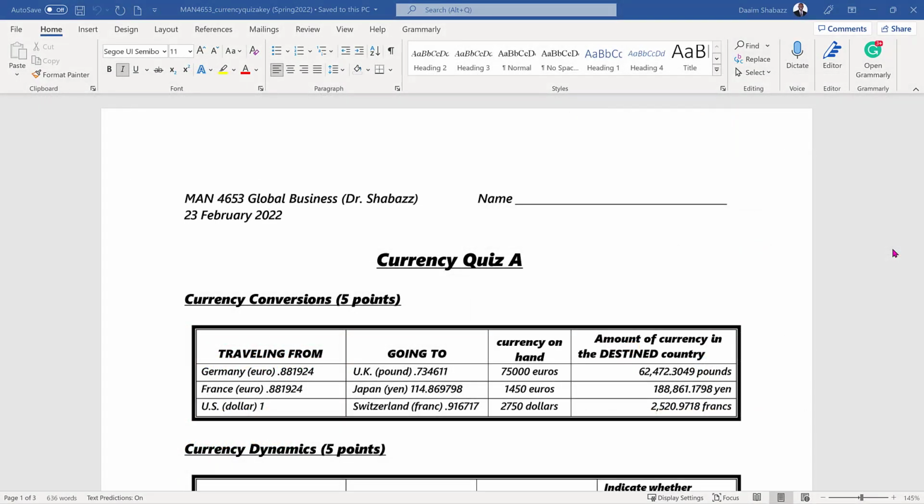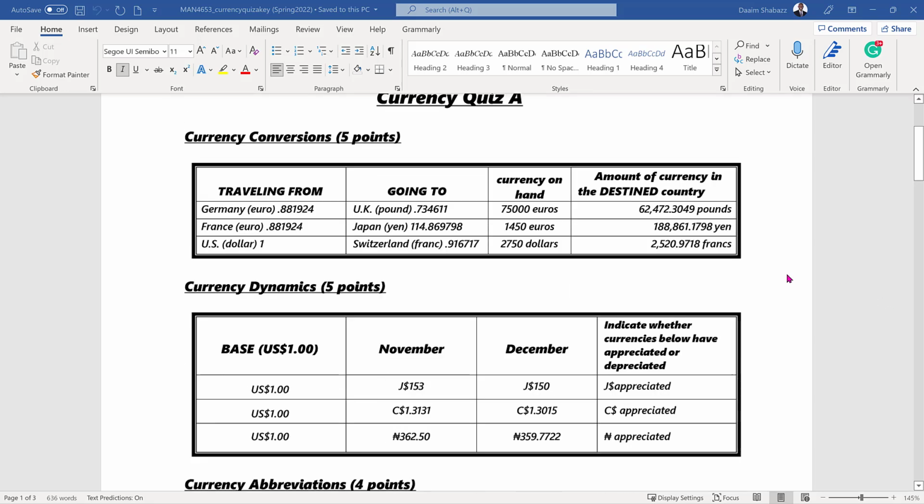This is currency quiz A. And we have a situation where you are in Germany and you're going to the United Kingdom. Or let's just say you're going to England. And you have on hand 75,000 euros. You are going to conduct some kind of business, and this is the amount you have, and you're trying to figure out how much these euros are worth in England.